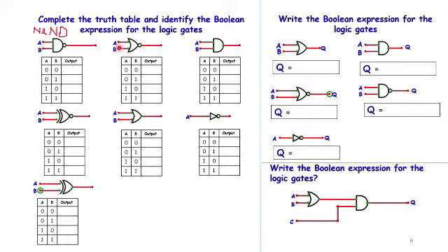These are gates with two inputs and one output. This is the gate, and this is the output. The gate is the one that determines how those inputs combine to give you the various outputs.